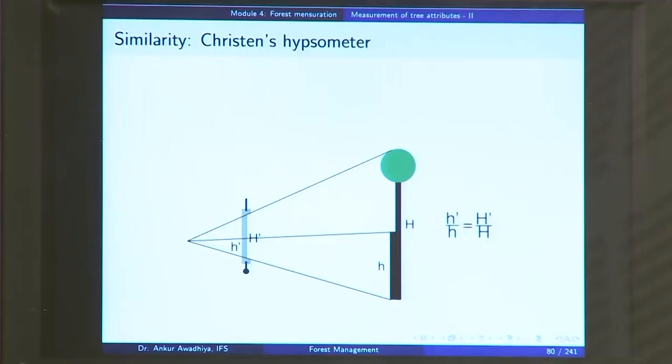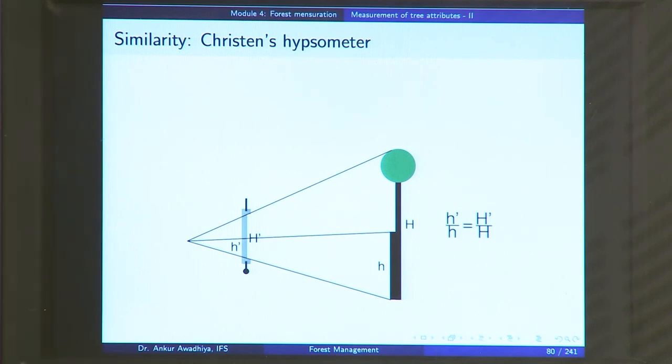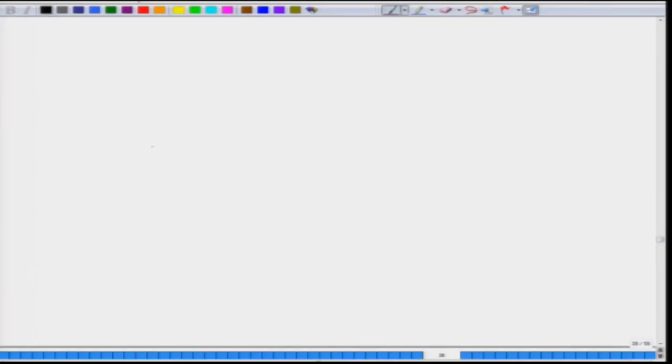Another method is using Christian's hypsometer. Now, Christian's hypsometer is a device. It is typically made out of cardboard, and the device looks like this, and here you have the readings of length. Now, to this piece of cardboard, you attach a weight, so that whenever you are holding this device, it should be vertical. So, which is why you are adding a weight here.